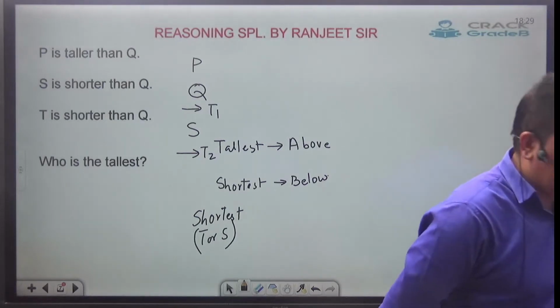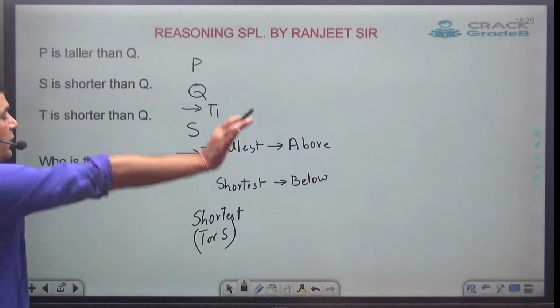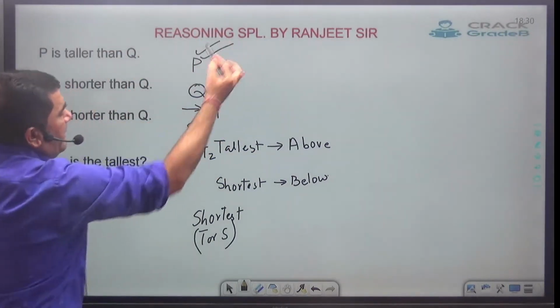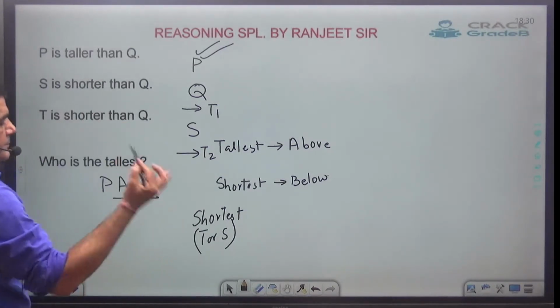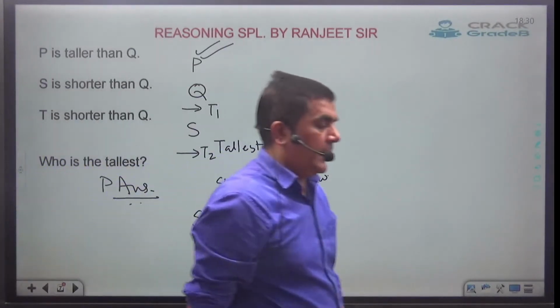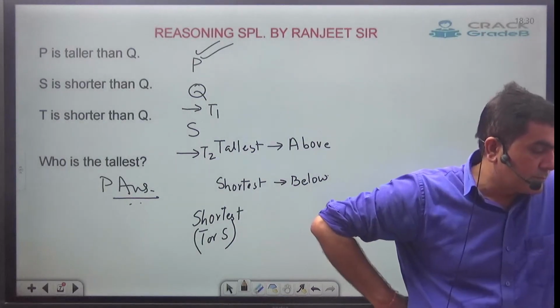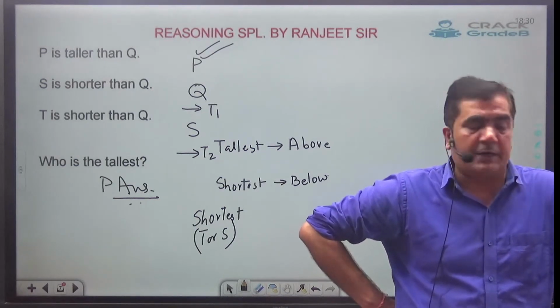Clear? But here in this problem, the examiner is asking who is the tallest. Tallest means who is at the topmost position. So my answer will be P. Clear, clear, clear. Anyone, any problem? See, in today's class, we have to make commando on the comparison part.